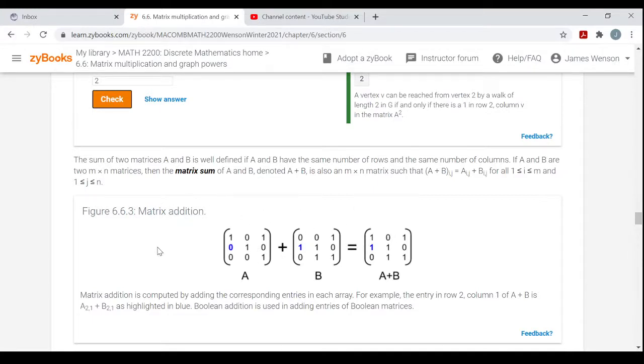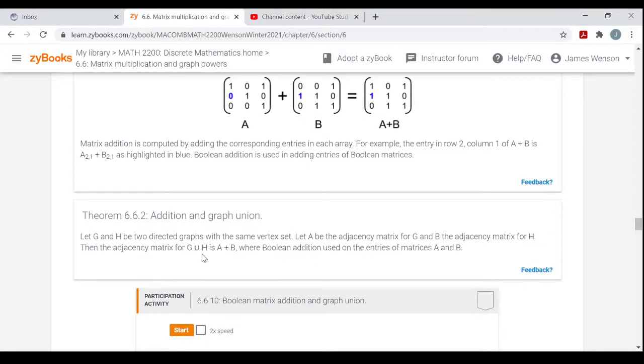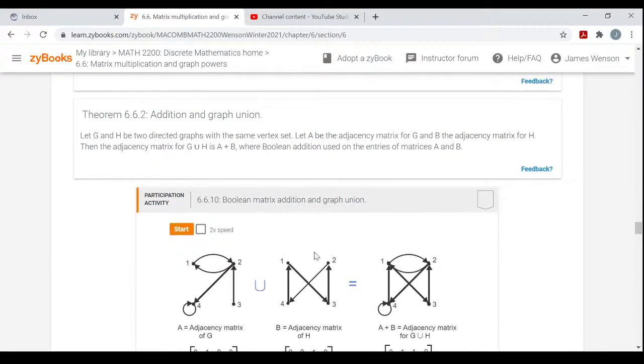Now, the addition of matrices will give us the adjacency matrix of the union of a couple graphs. So here you go. Suppose G and H are two directed graphs with the same vertex set. Let A be the adjacency matrix for graph G, and B be the adjacency matrix for graph H. Then the adjacency matrix for G union H, where I take the union of all the edges, is A plus B. It's really that simple. And you're doing Boolean arithmetic.